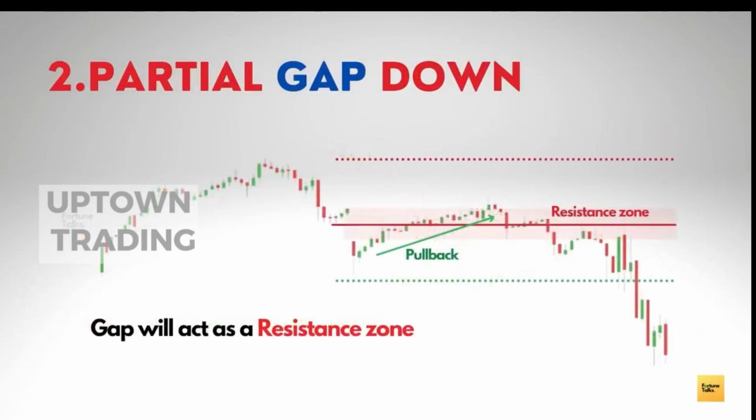When a market gaps down, then the gap acts as a resistance level for any pullback.